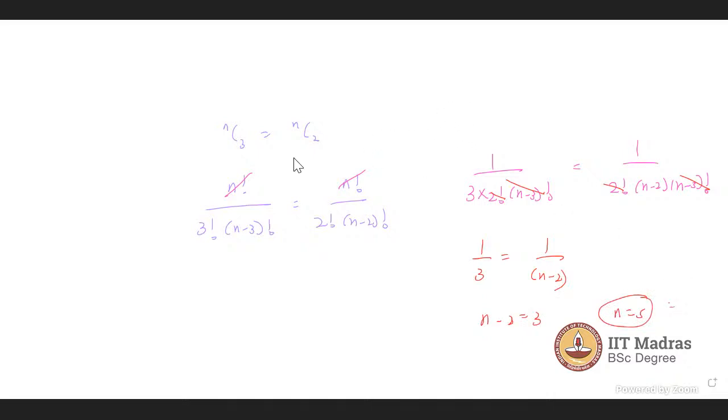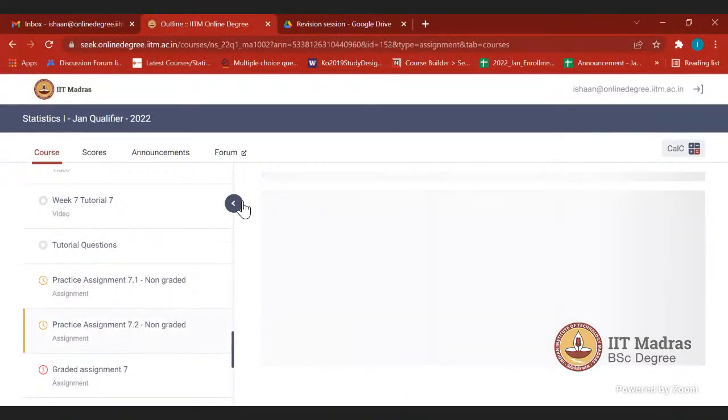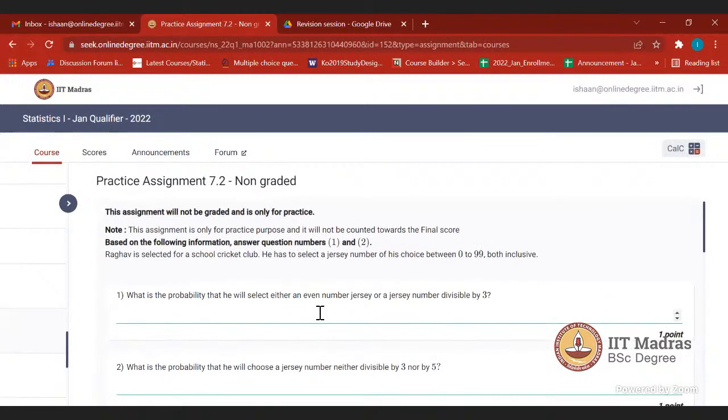Then one question, practice assignment 7.2, sir. This is the Jersey numbers question, 0 to 99. So even numbers I got 50, and odd 50. For the first question I got the answer. Divisible by 3 will be 33 numbers, 34, right? Yes. And that is P of A plus P of B minus P of A intersection B. That's what you have to apply.